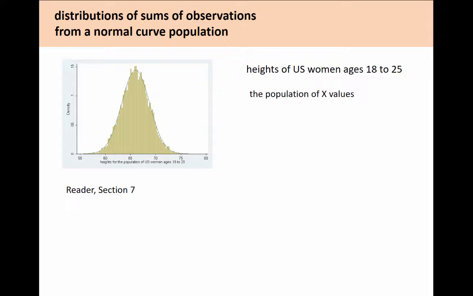Now there's another feature that I want to look at in this illustration, which is to take a look at this population of heights of women ages 18 to 25. This is the population of the x values. It's in section 7 in the reader, and you can see that the boxes in the histogram do follow the normal curve quite closely. So to illustrate the point we made in the previous slide, we're going to take a look at sums of samples of size 5 and 10, which are very small indeed.